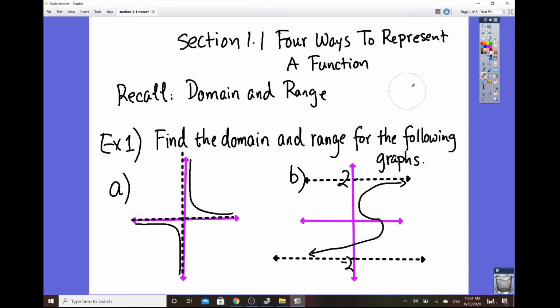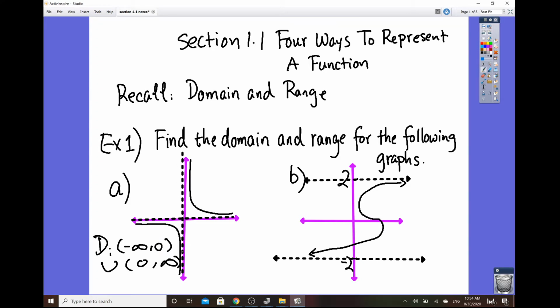So for the domain, you can state that it's all real numbers except x equals 0. But you need to get used to interval notation. The domain would be D: negative infinity to 0, union 0 to infinity, with parentheses because at that number it's not included. If the number is included, you put in a bracket.